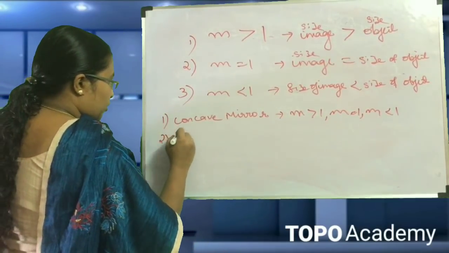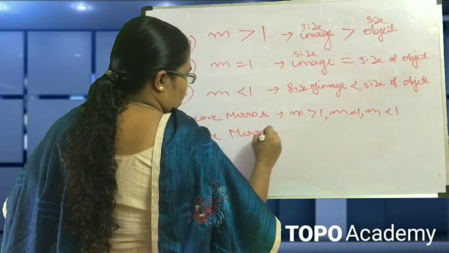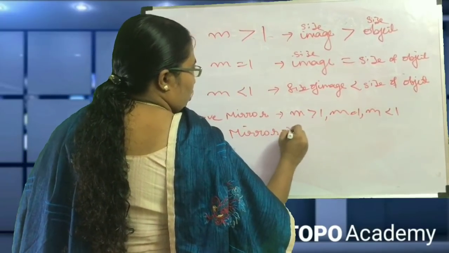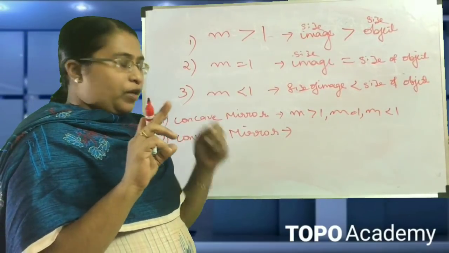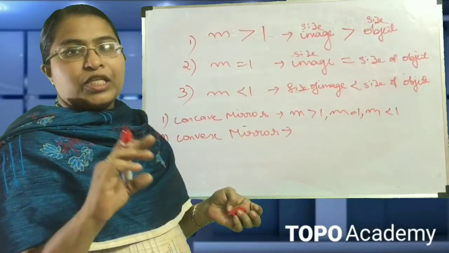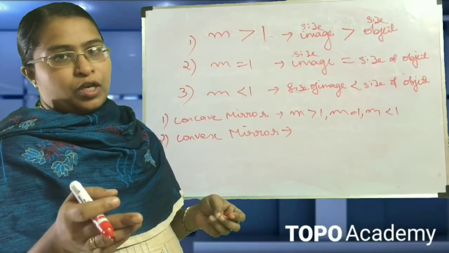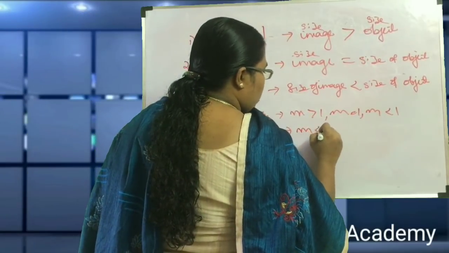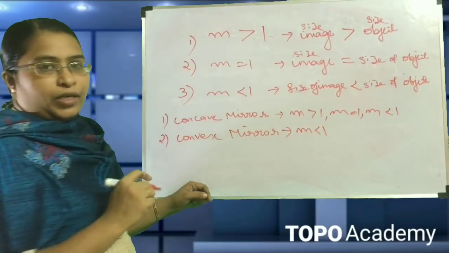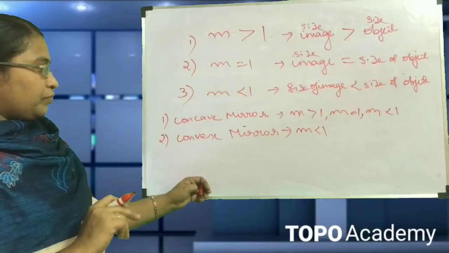In a convex mirror, in all cases we are getting diminished images. Diminished means smaller than the size of the object. So in the case of a convex mirror, the size of the image is always less than the size of the object. Thus, in a convex mirror, the magnification is always less than 1.